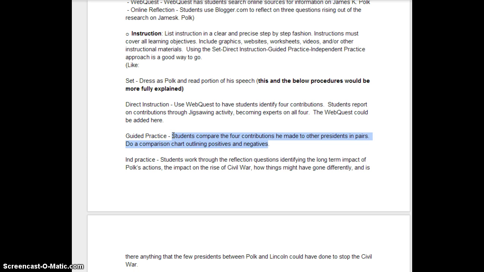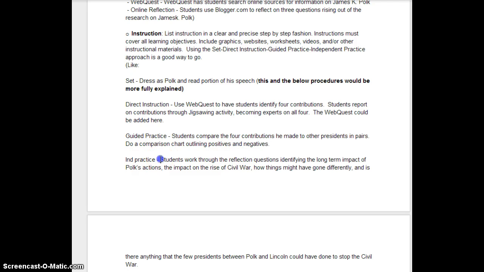The guided practice: students compare the four contributions he made to other presidents in pairs. So I would expect to see a description of the process here. Like step one, students are provided three other presidents. Step two, they're provided this form and they have to get together and look at the research materials. Step three, they start recording information according to who's who and how they're different from each other. Four, they draw conclusions based upon the differences, that kind of thing. So you list out the steps here in order to give us a pretty good idea of what's going on. Do a comparison chart is what I suggested.